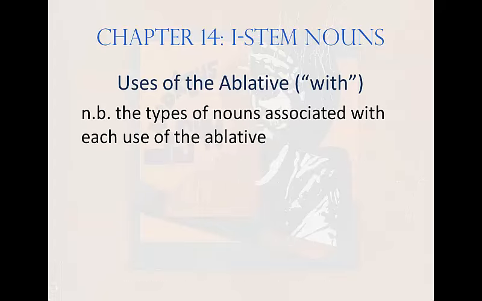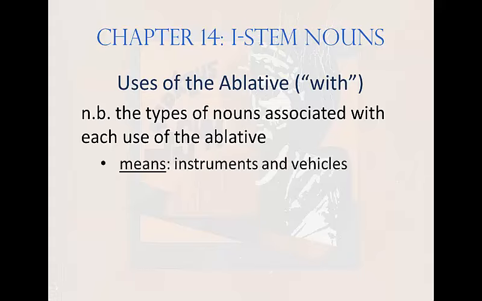Besides their formation, it's often easy to tell the difference among these 3 uses of the ablative by looking at the type of noun used as the object of cum, if there is a cum. A noun used in the ablative of means is almost always an instrument or vehicle of some kind. A sword, a pen, a ship, a wagon, or a horse.